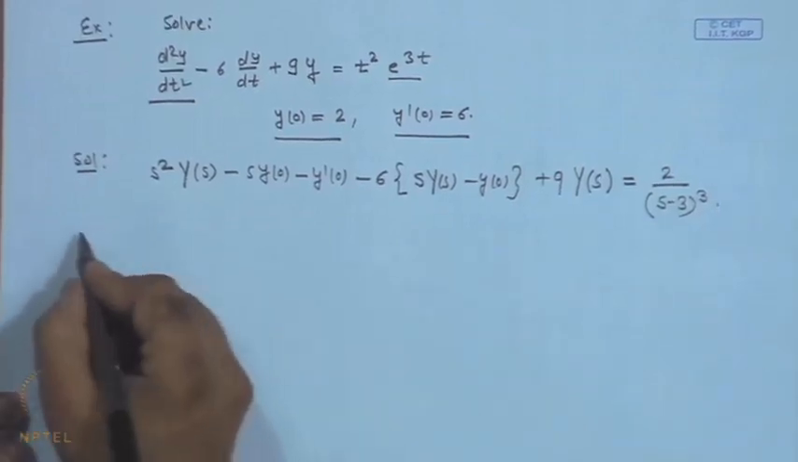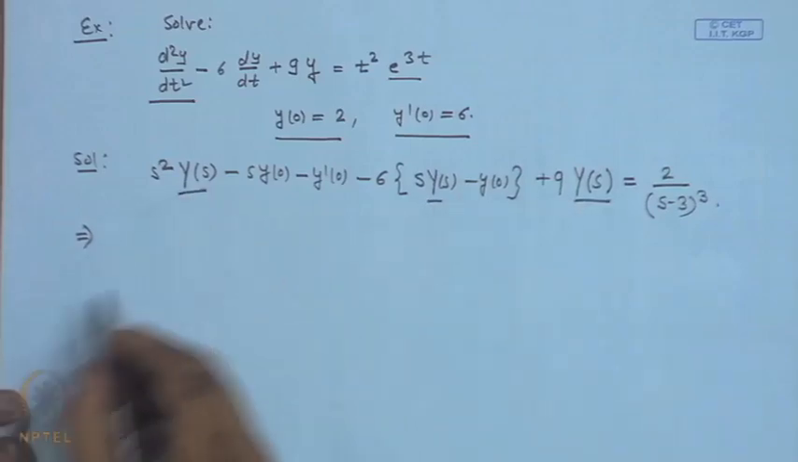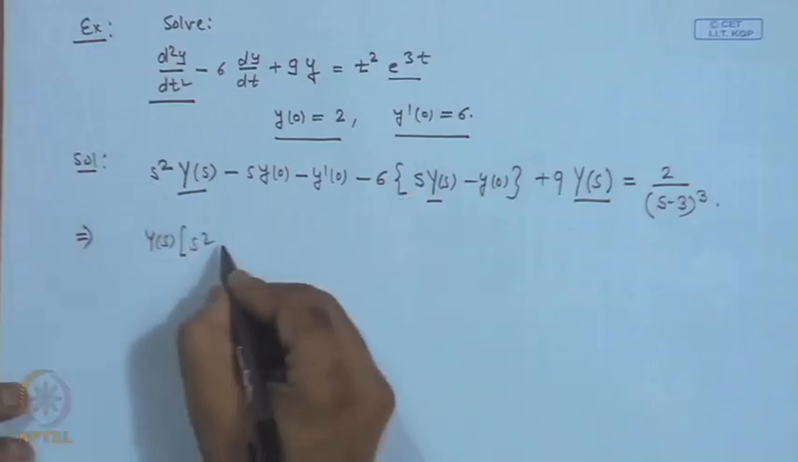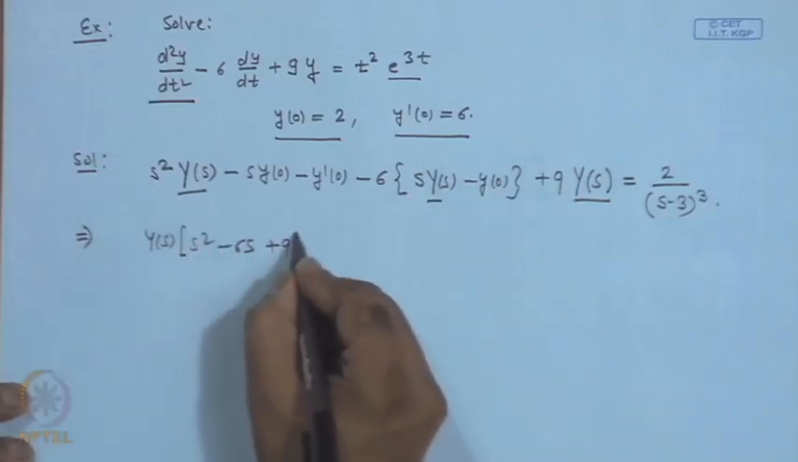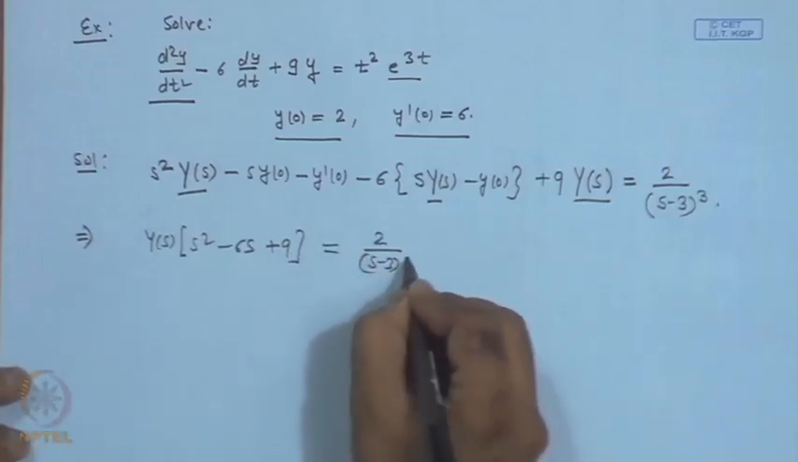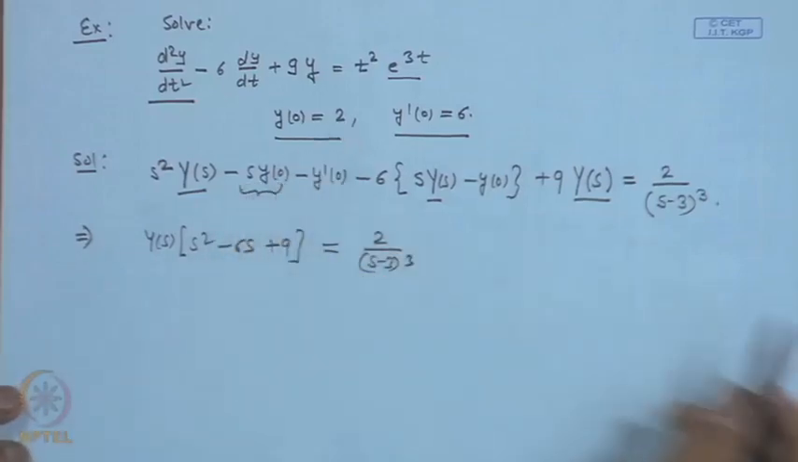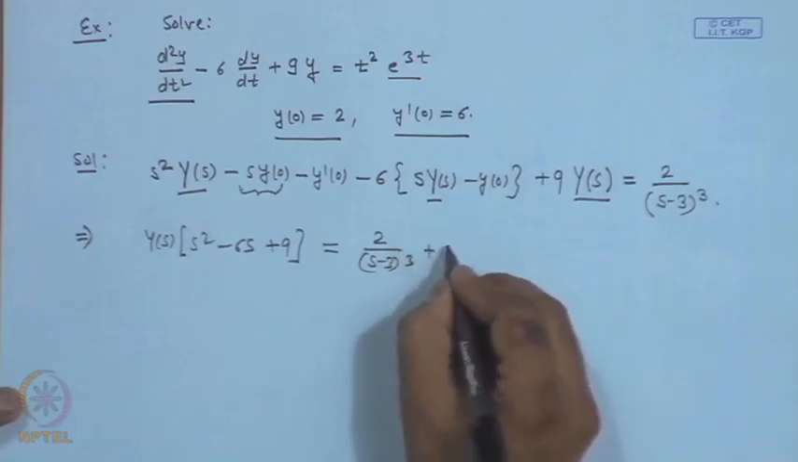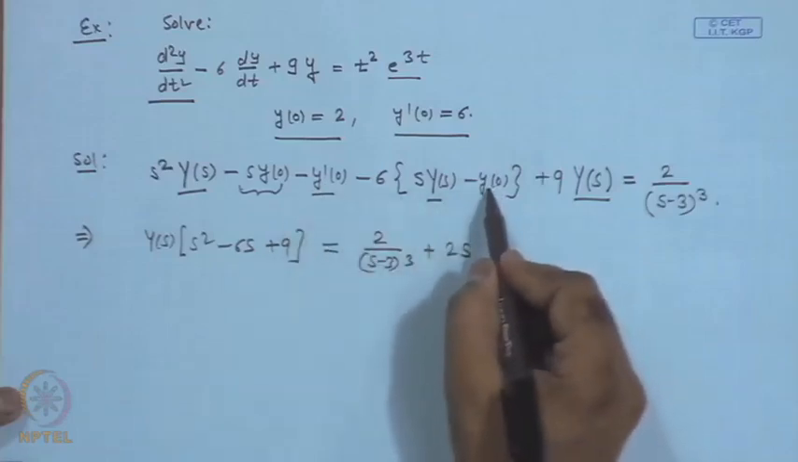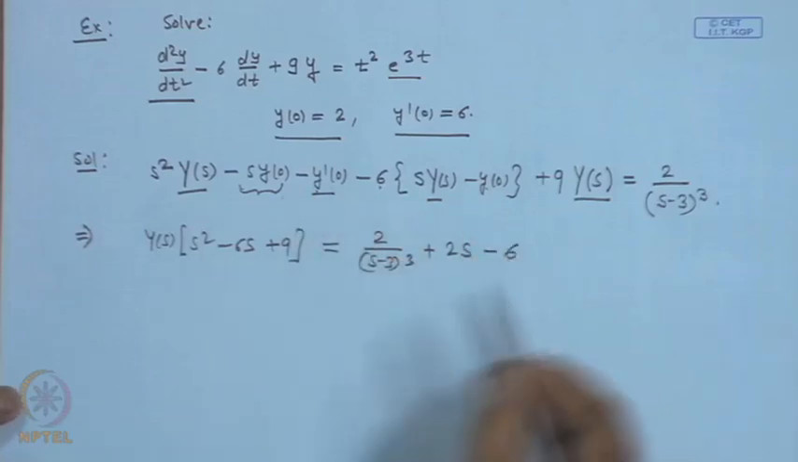So, now we collect the terms of Y(s). What we have is s square minus 6s plus 9. On the right hand side we have 2 over (s minus 3) cube, and then y(0) is 2, so this 2s will go to the right side to give us 2s. Then here we have 6 times y(0), which is 2, so we have plus 12 and minus 6. So, we get 6, and on that side it will be minus 6.